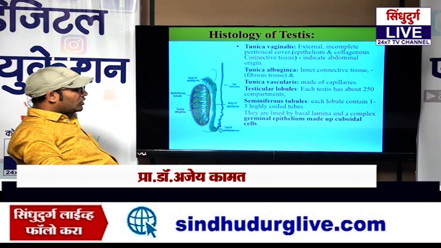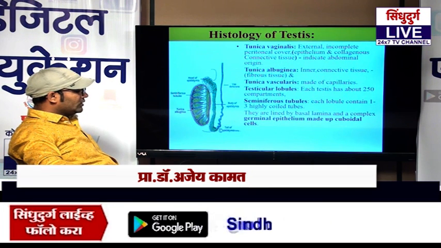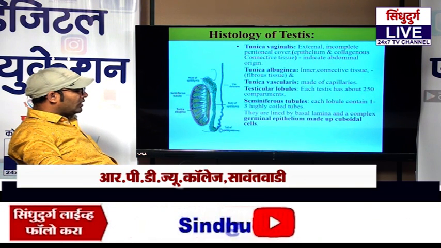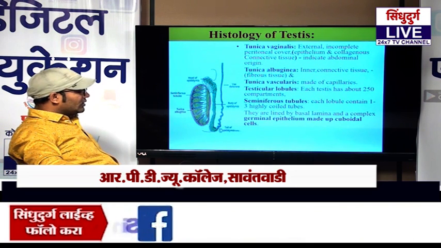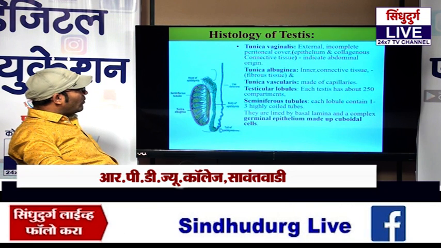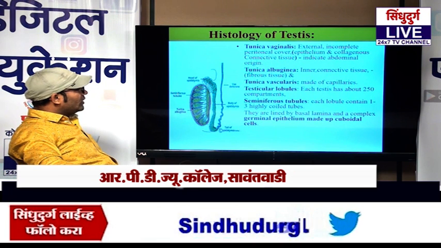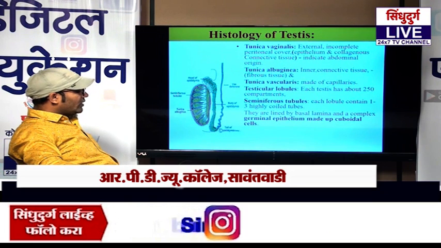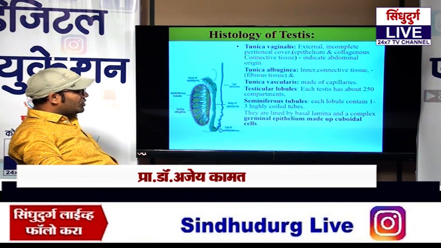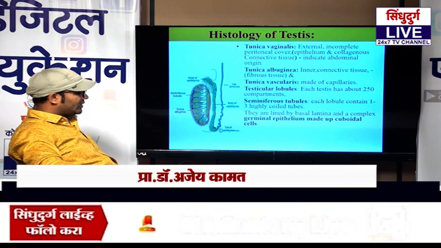So the outermost covering of the testis is the tunica vaginalis, which is the external outermost covering. It is an incomplete peritoneal covering made up of epithelial as well as collagenous connective tissue, and this indicates that the origin of the testis is abdominal. It is followed by the tunica albuginea, which is inner and made up of fibrous connective tissue. The last layer is the tunica vasculosa, which consists of a number of capillaries.